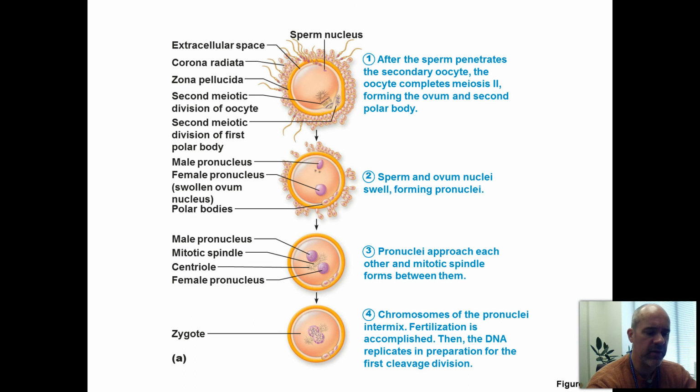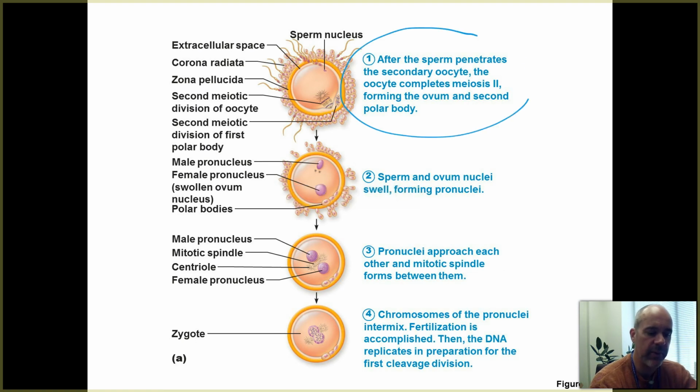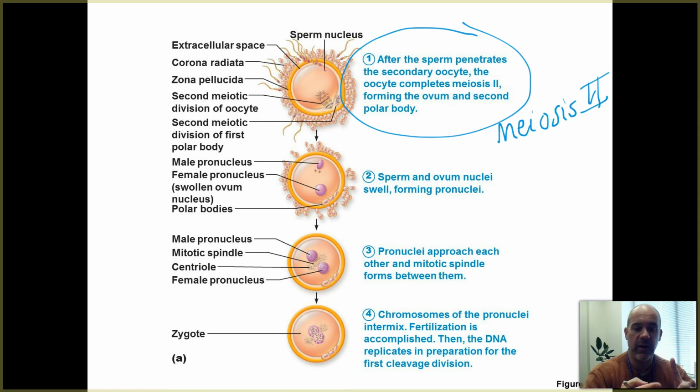This is a diagram from your textbook which is showing you what happens after the sperm penetrates the secondary oocyte. Then you finish meiosis 2. And again, in meiosis 2, you still have inside this secondary oocyte 23 duplicated chromosomes from the mother. And to complete meiosis 2, those duplicated chromosomes have to separate. And one set stays with the ovum.